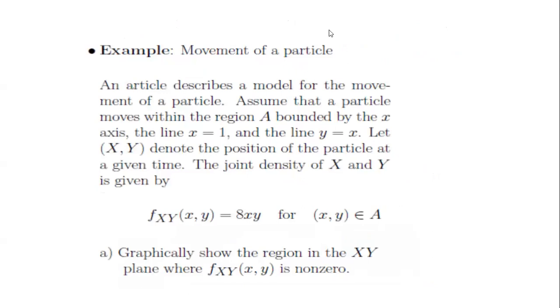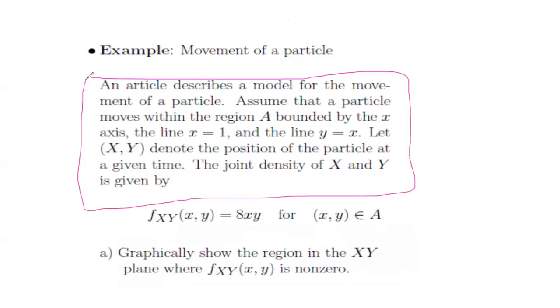Right, so this numerical is a bit complicated, you need to concentrate. In an article we are discussing the movement of a particle. So it's a poem as well. Assume that a particle moves within the region A bounded by the x axis. Bounded, you know what that means: a parameter, so it can't move beyond that particular point. So let's draw the x axis. There is some region A which is above the x axis, let's assume it could be below as well. Bound means the region is defined with respect to the x axis.